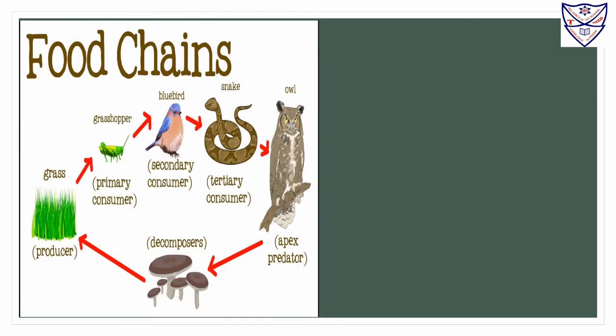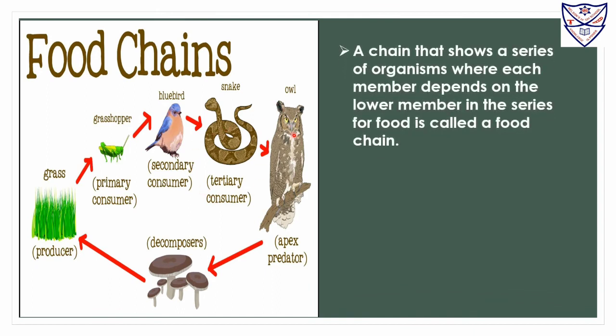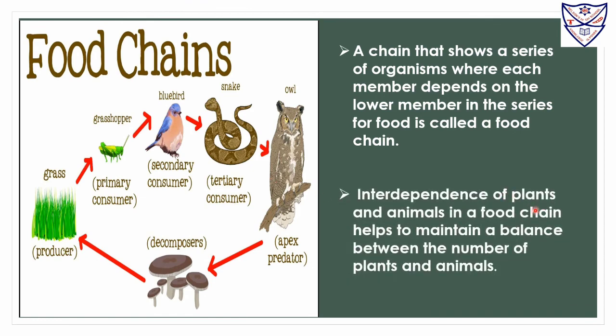Now, interdependence of plants and animals. Plants and animals are dependent on each other. In this picture, you can see the food chain. A chain that shows a series of organisms where each member depends on the lower member in the series for food is called a food chain. The interdependence of plants and animals in the food chain helps to maintain a balance between the number of plants and animals.